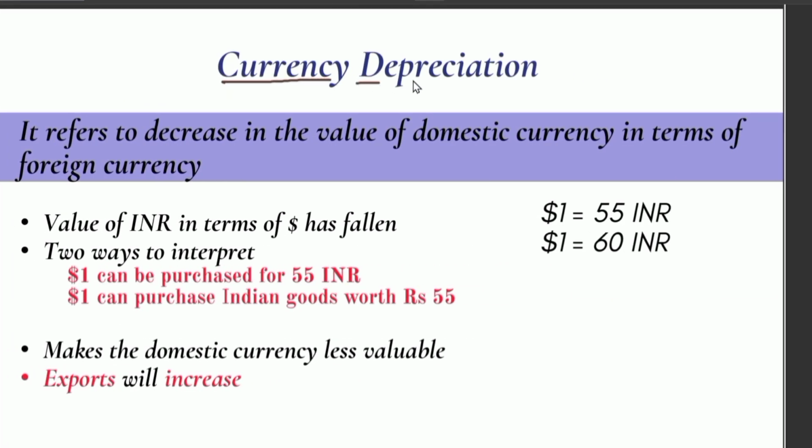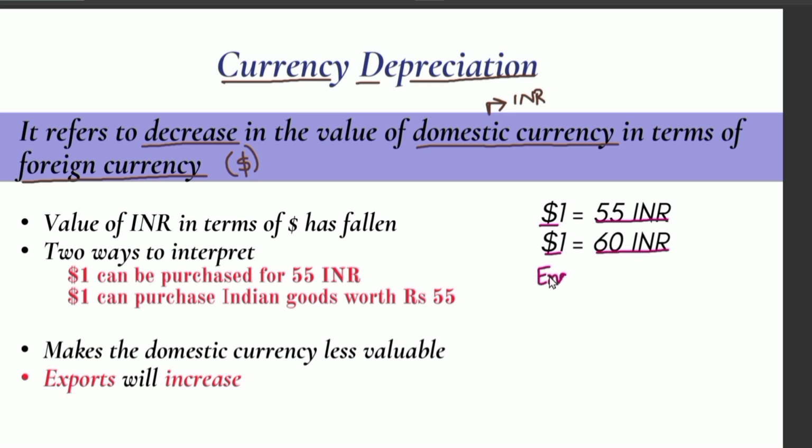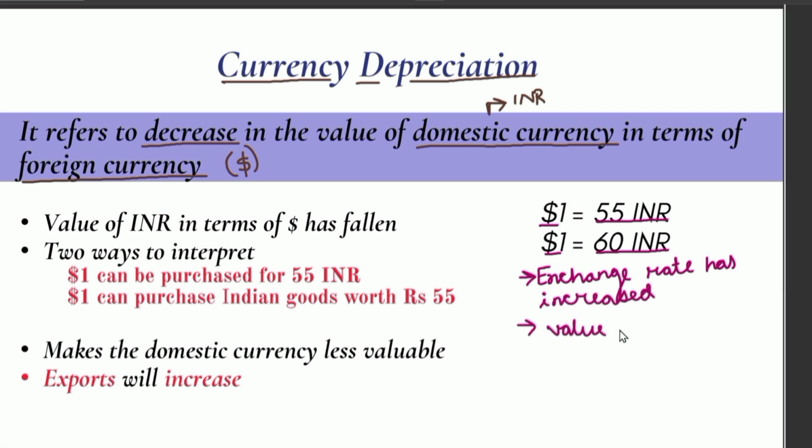Currency depreciation refers to a decrease in the value of domestic currency. For us it is the rupee in terms of foreign currency. So for foreign currency we are considering the dollar. What does that mean? It means that earlier $1 was equal to 55 rupees, but now $1 is equal to 60 rupees. It means the exchange rate has increased, but actually the value of the Indian rupee has decreased in this scenario.